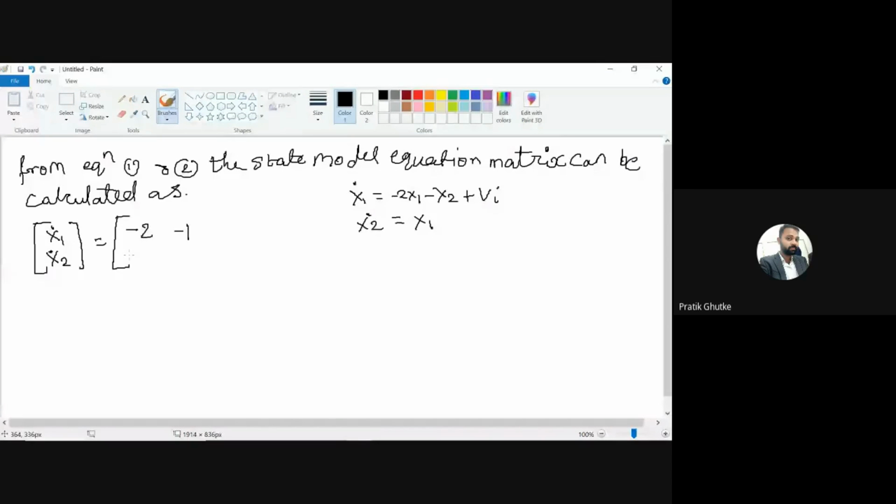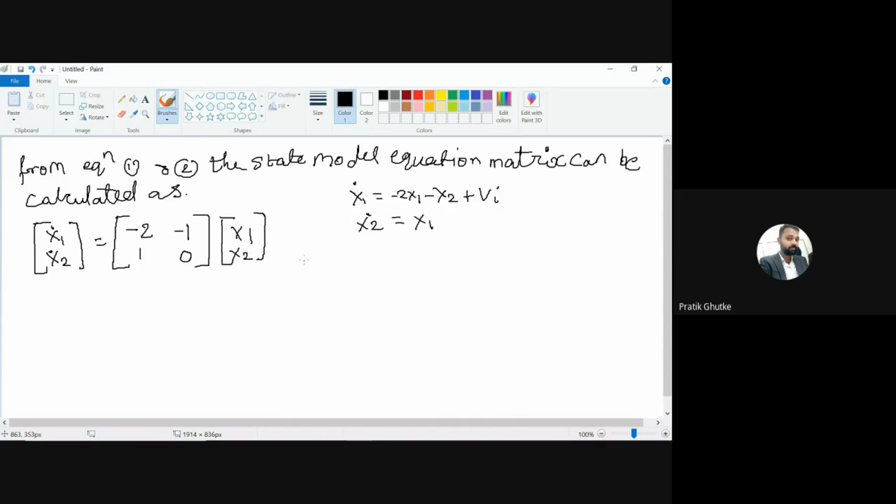Coming to equation number 2, what is the coefficient of x1? It is 1. And is there any x2 term? It is not present in equation 2. That's why I am writing here 0. So this is my equation: X dot equals Ax plus Bu, into x, that is x1, x2.